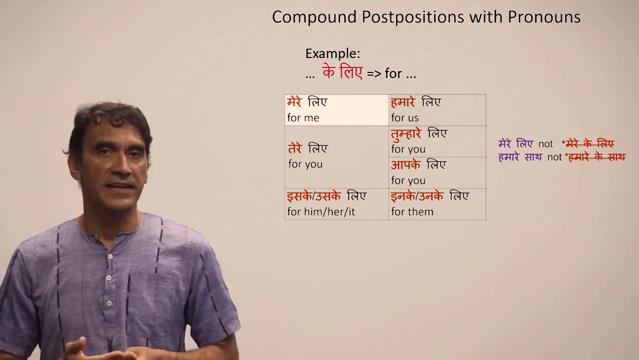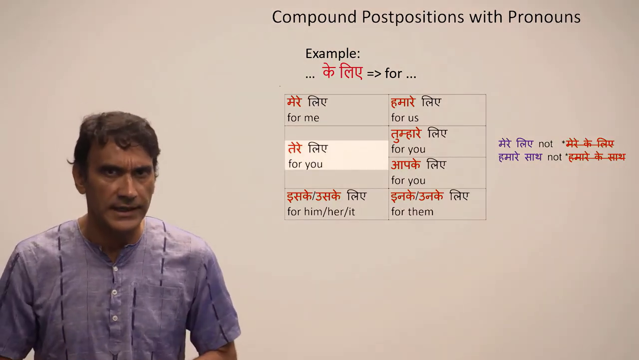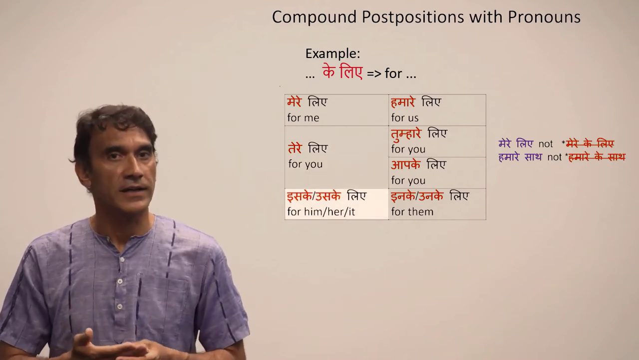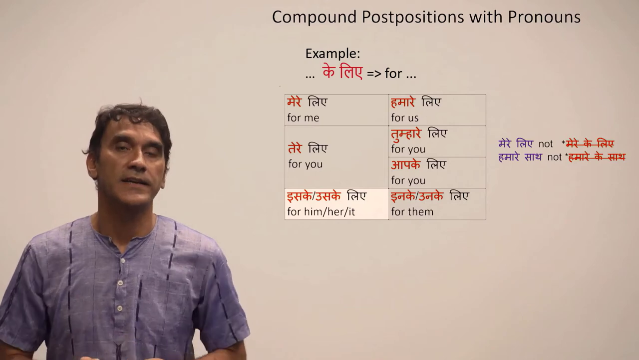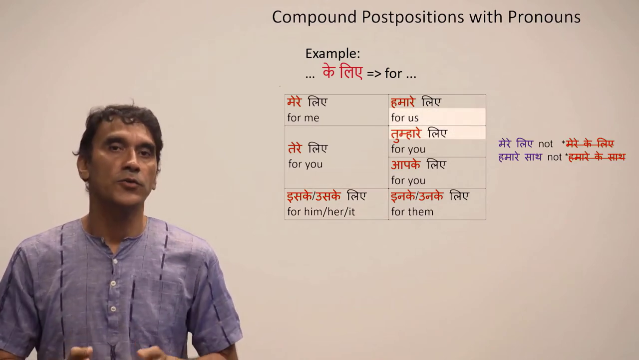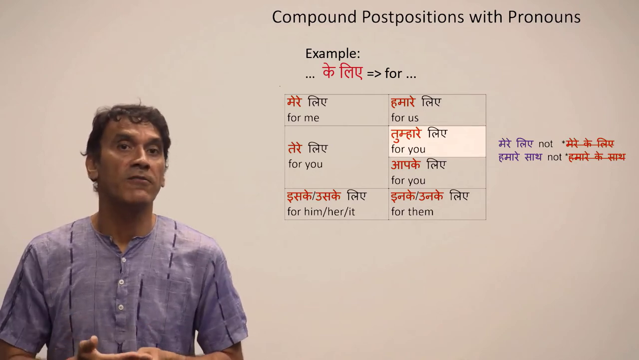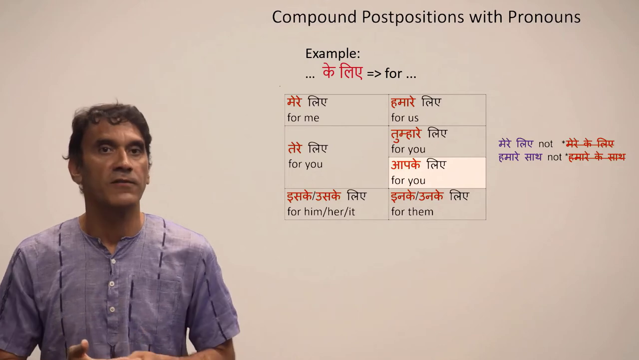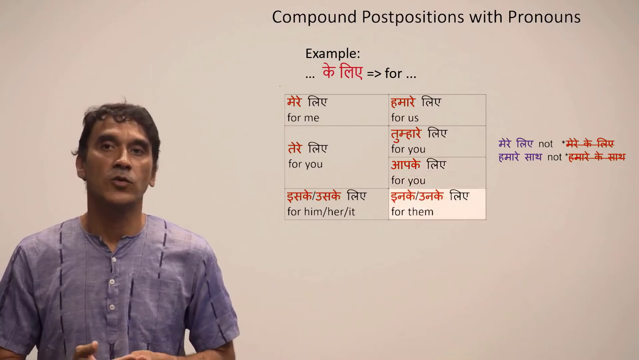For me, mere liye. For you, tere liye. This is the extremely informal one. For him, for her, for it, iske liye, uske liye. For us, hamare liye. For you, tumhare liye. It is the informal one, but still acceptable. And for you, aapke liye, the most formal one. For them, inke liye, unke liye.